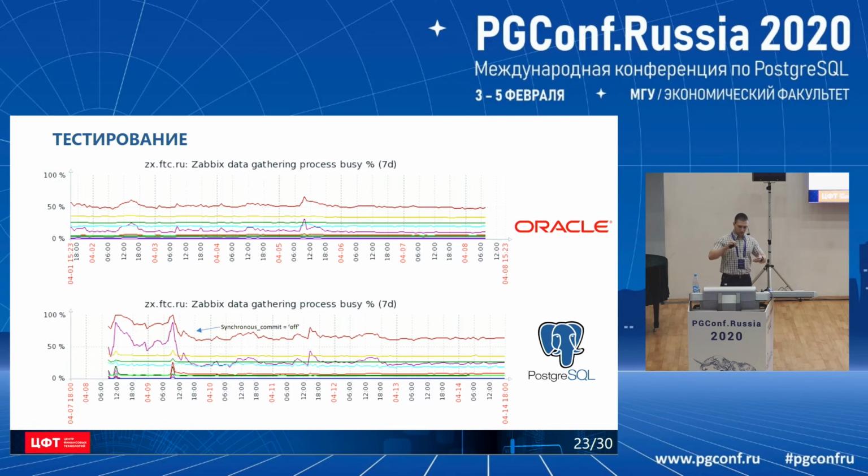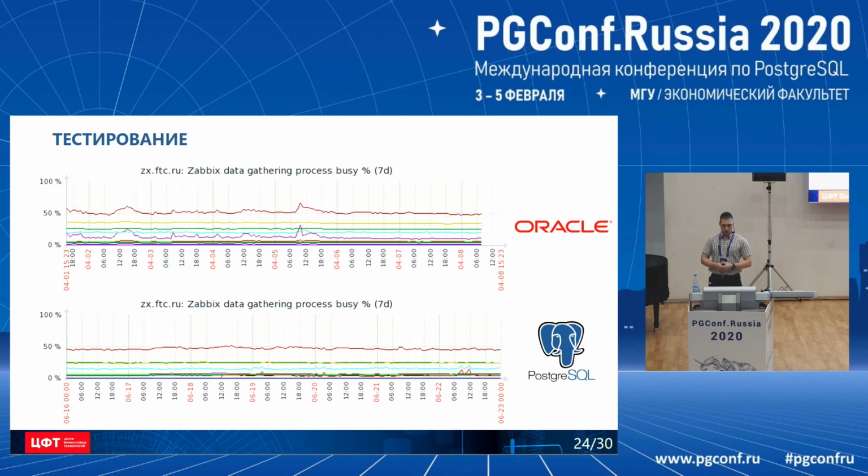So, after we changed and adjusted certain parameters, we disabled the synchronous commit, and everything became more or less okay. It lowered to a level that was acceptable to us, and it remained on that level for some time.